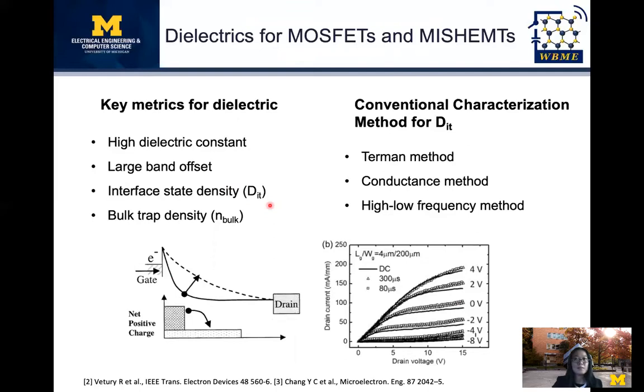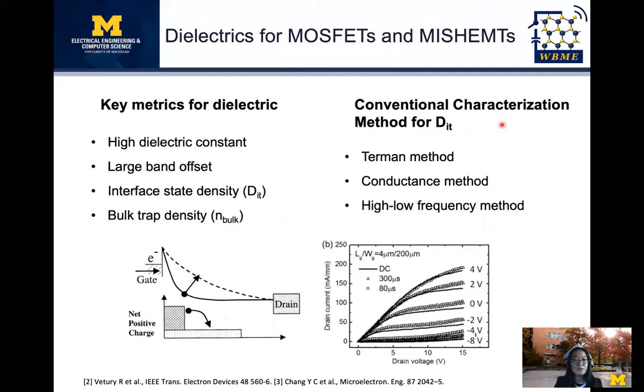Specifically, the interface state density results in variation in the gate modulation, channel mobility, and current collapse. The defects in poor dielectrics with high bulk trap density lead to a leakage path and failure to achieve high critical breakdown field. So it's very necessary to characterize interface state density and bulk trap density.